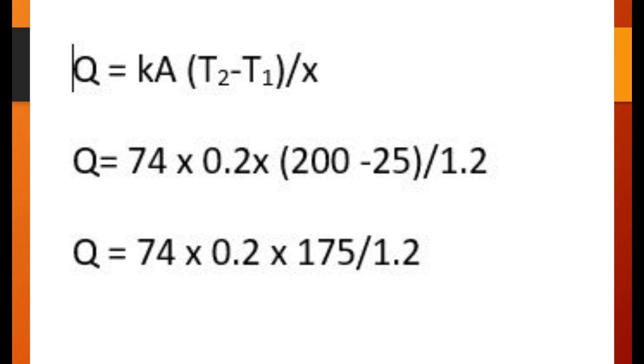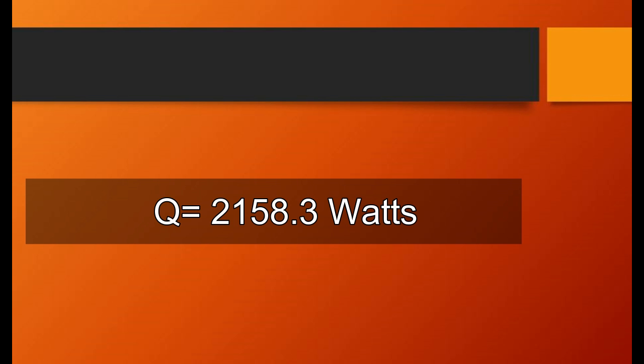Why? Because a lot of you don't apply the simple BODMAS rule. So in a simple equation like this, make sure always to solve the bracket first. So that would mean that Q would equal 74 times 0.2 times 175, and all of that would be divided by 1.2. The solution in this case is that the total heat loss by conduction Q would be equal to 2158.3 watts, and that's the answer.